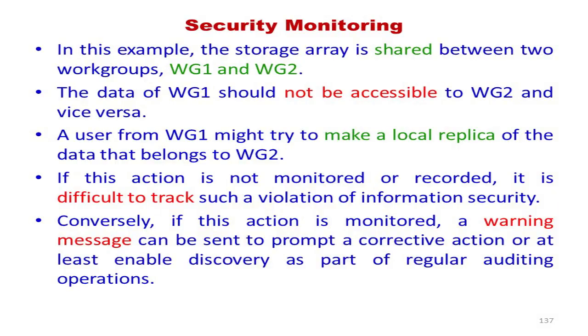Security monitoring. In this example, the storage array is shared between two work groups, WG1 and WG2. The data of WG1 should not be accessible to WG2 and vice versa. A user from WG1 might try to make a local replica of the data that belongs to WG2. If this action is not monitored or recorded, it is difficult to track such a violation of information security.